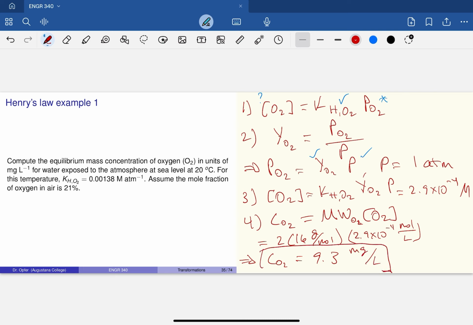I didn't show every step, but I'm assuming you guys can do grams to milligrams on your own time.